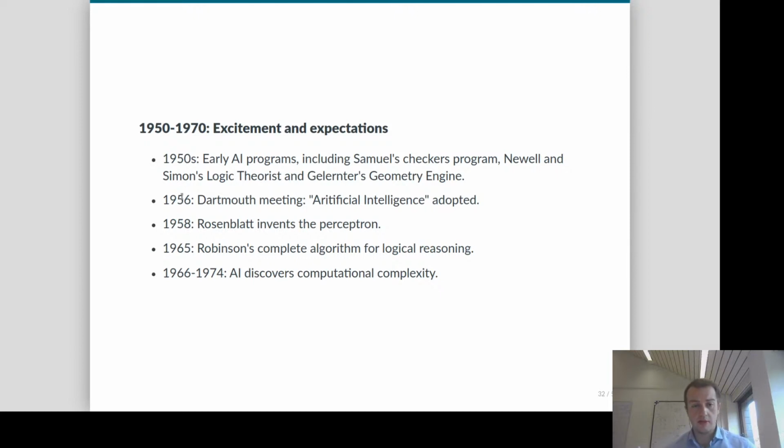Then in 58, you have the invention of the perceptron, which is one of the very first, or I would even say the ancestor of modern neural networks. So this is also an important event. Then you have other contributions, involving this logicist tradition by Robinson, for example, and also other important work involving computational complexity.